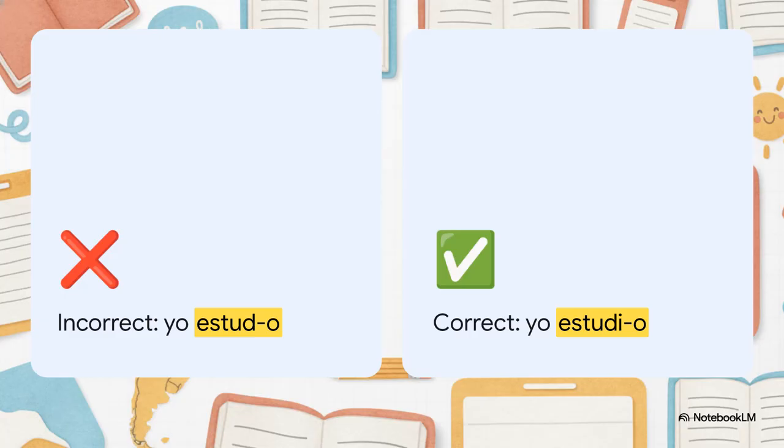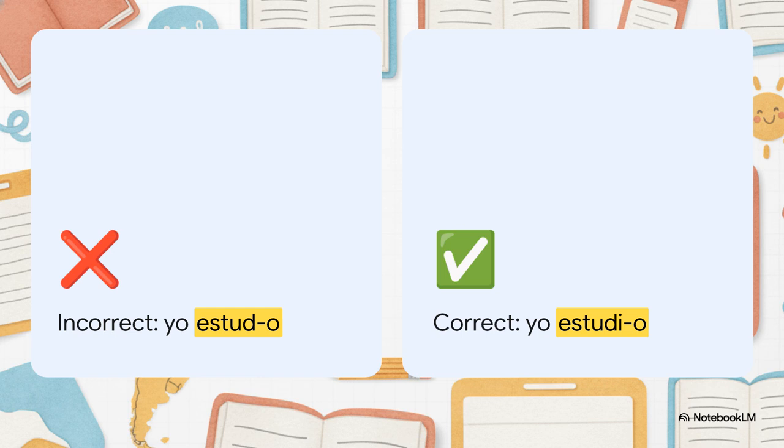First up is the verb estudiar, meaning to study. Now the trap here is that final letter I. When we apply step 1 and drop the AR, our stem is E-S-T-U-D-I. That I is actually part of the stem, not the ending. A super common mistake is to drop it by accident and say, yo estudo. Scratch that, it's totally incorrect. The correct form keeps that I right where it is, yo estudio.